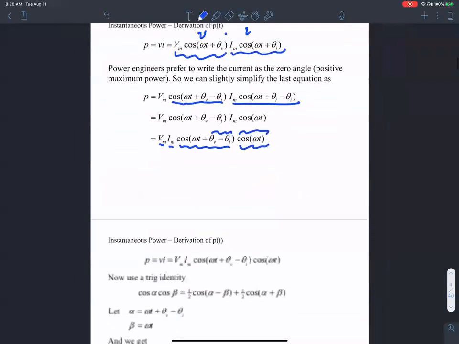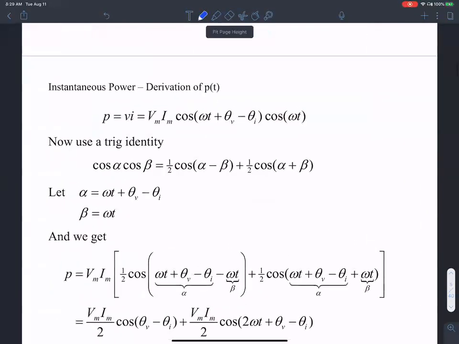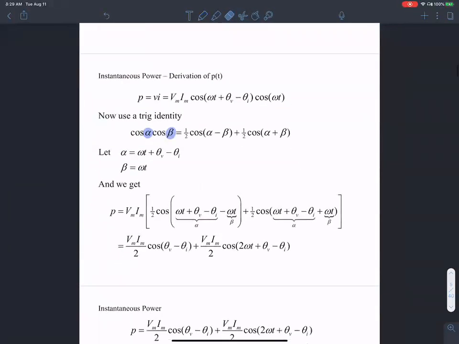Okay, let's see if we can use this trigonometric identity here. Cos alpha times cos beta, like I mentioned, the trigonometric identity of cosine of alpha minus beta. If I do that, I'm going to end up with an equation that looks like so. Power is Vm Im over 2 cos theta V minus theta I plus Vm Im over 2 cos 2 omega t plus theta V minus theta I.